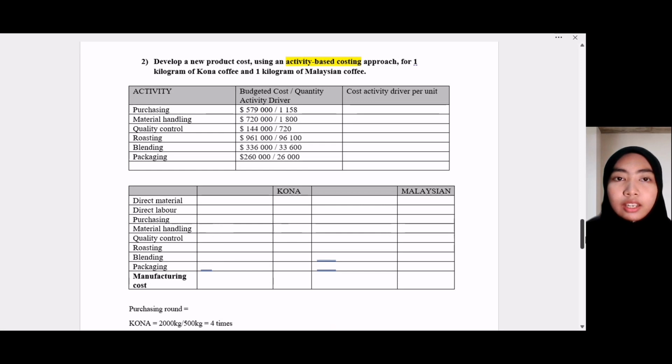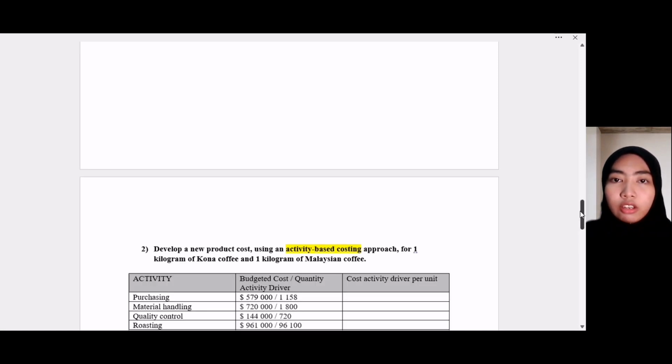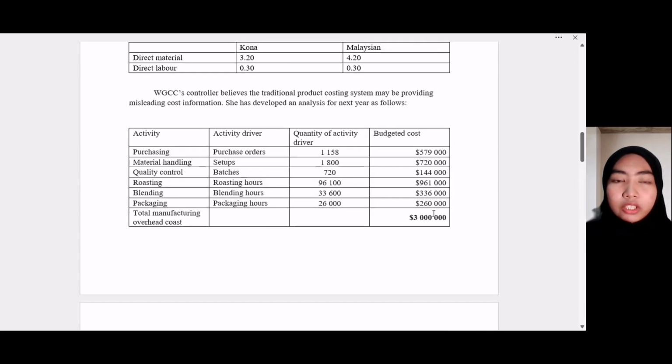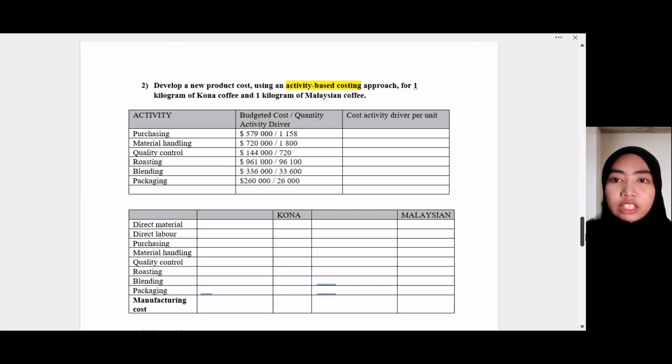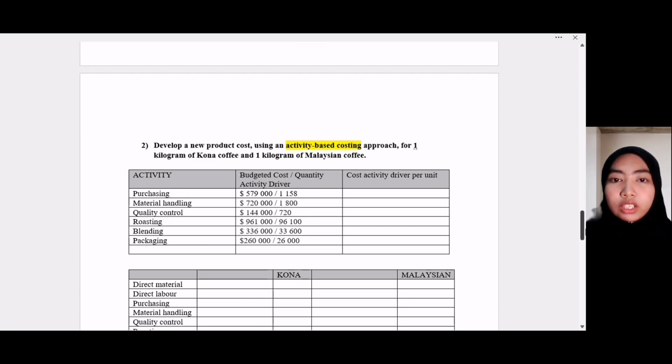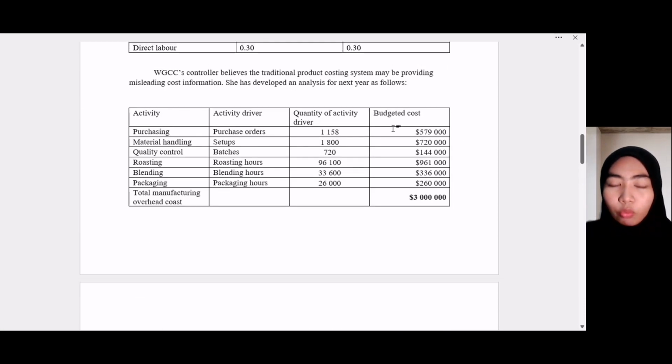Next, develop a new product cost using the activity-based costing approach for 1 kilogram of Konas coffee and 1 kilogram of Malaysian coffee. First of all, we need to know the cost per activity driver unit, which is mentioned in the question. This is the table that shows the activity driver, quantity of activity driver, and the budgeted cost. To find the cost per activity driver, we divide the budgeted cost by the quantity of activity driver.